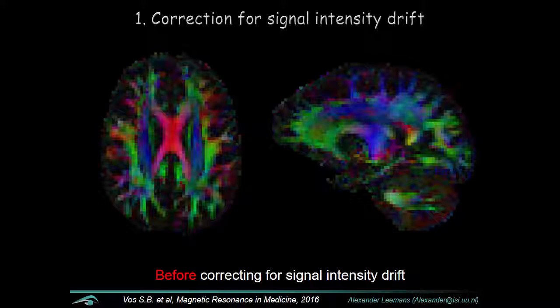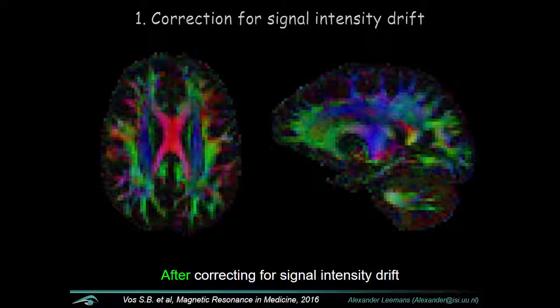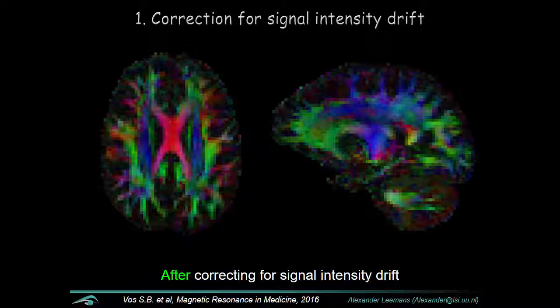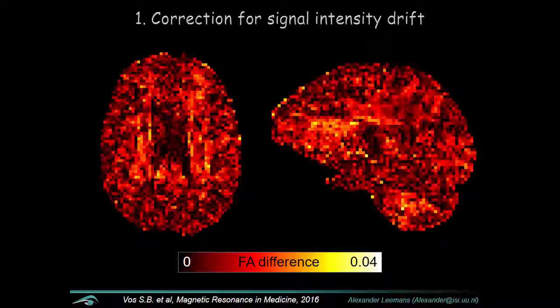So what's the effect? Well, this is before correcting, and this is after. I'll just flick between them so you might appreciate the difference. If you can't see that well enough, then let's look at the difference itself. What I want to show you with this image is that the difference in FA is heterogeneous across the brain. So it's not just a global scaling on the diffusion data. For each voxel, it can be different.